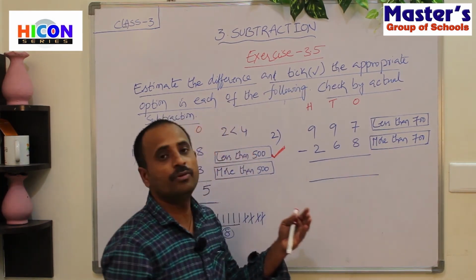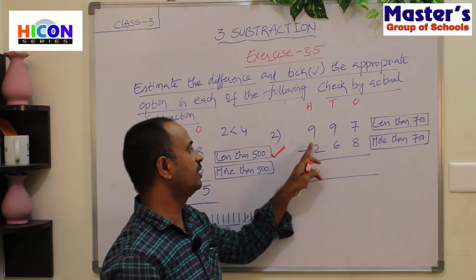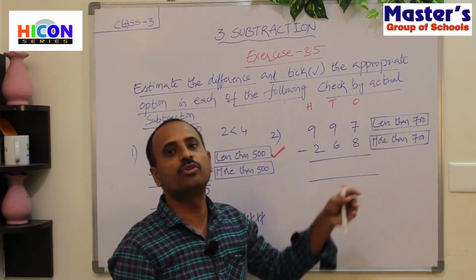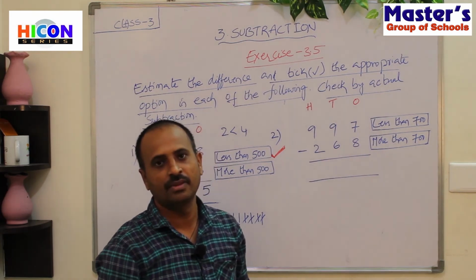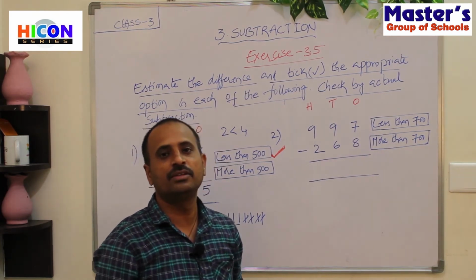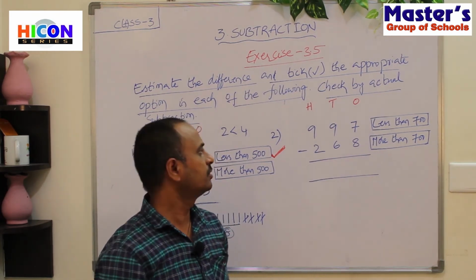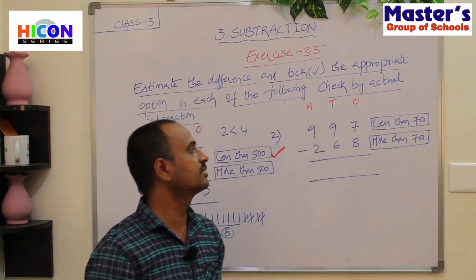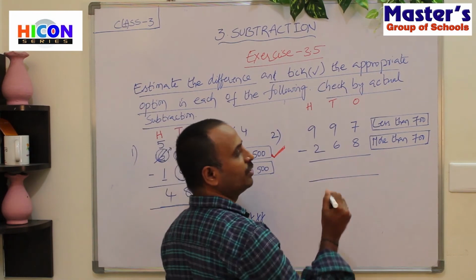Now we have to estimate the difference of these 2 numbers, whether it is less than 700 or more than 700. So how can we estimate? It is a simple technique. Just check the second digit in both the numbers. So what is the second digit in both the numbers?